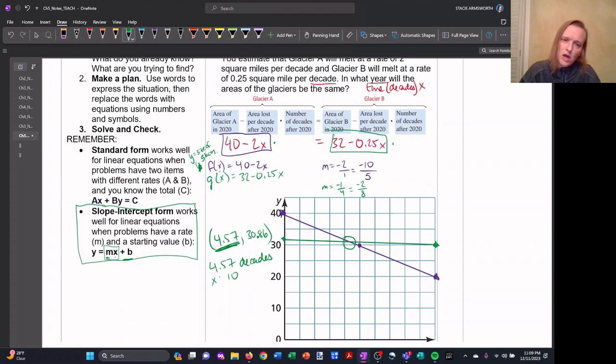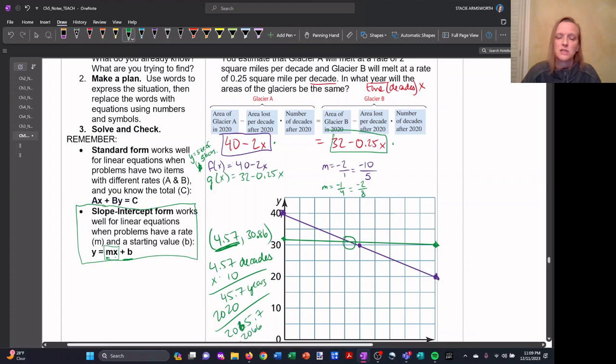So 4.57 decades times 10 is 45.7 years. And if I add that on to the 2020 from the year when these measurements started being made, that gives us a year of 2065.7, or 2066 is our year. So that would be the final answer to this equation or this system. It's not really a system of equations until we split the equations apart, but to this equation of in what year would the area of the glaciers be the same. I hope this helps.